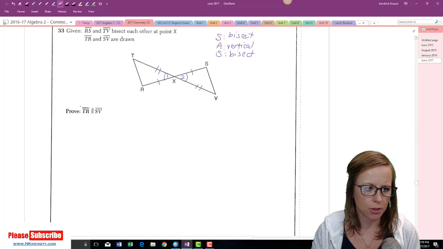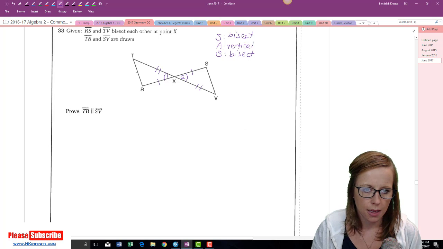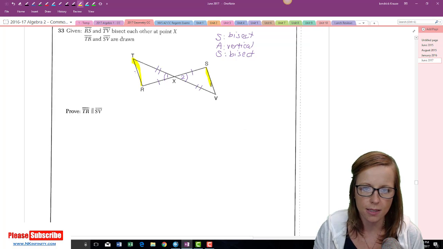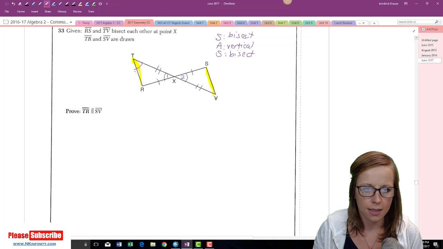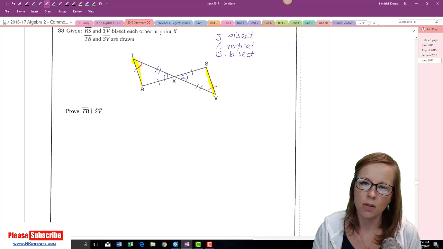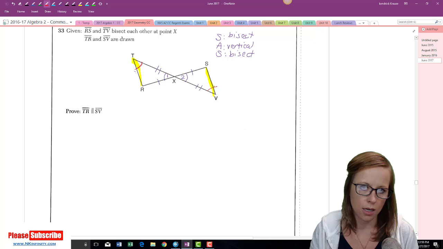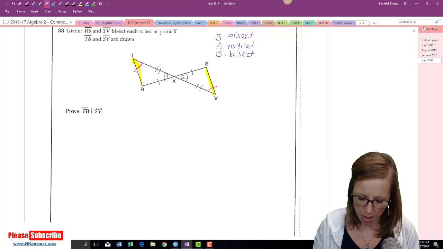And then I'm going to try to prove TR is parallel to SV. I'm trying to get that these two are parallel. Let me highlight. This is parallel to this. Well, once I get those triangles congruent, I can say T and V are congruent. Alternate interior angles, therefore parallel lines. Okay, so that's what I'm going to do.